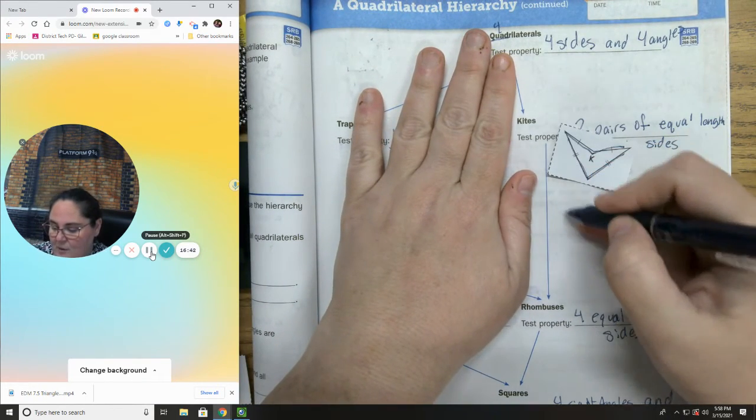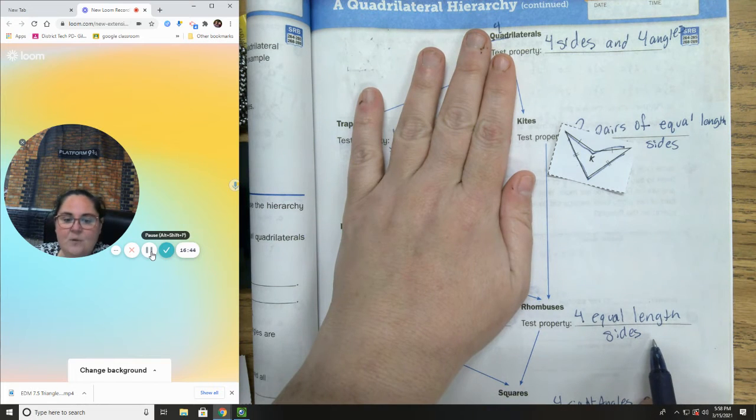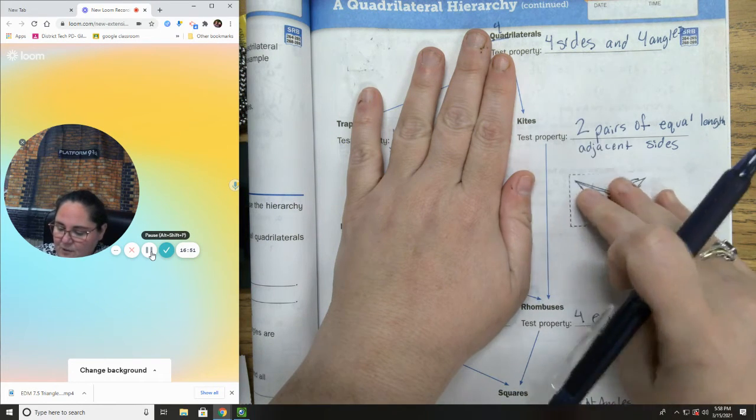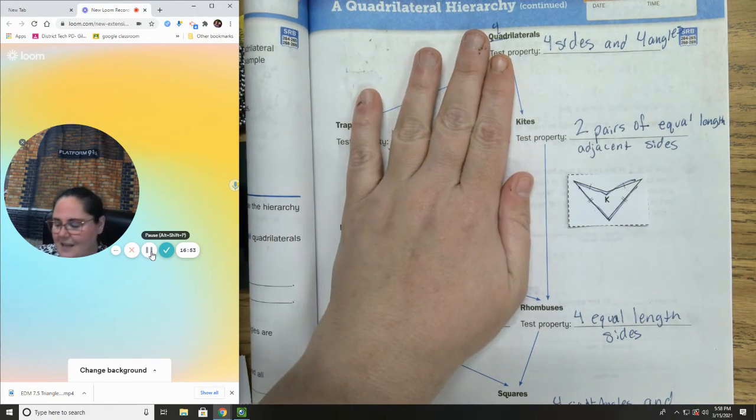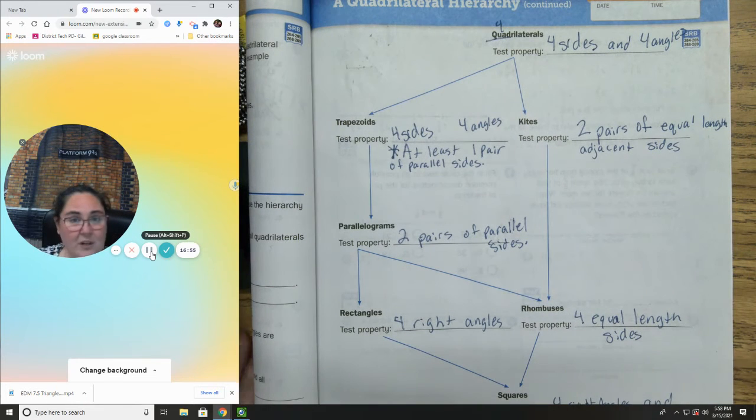So follow that arrow and go down. Does it have four equal side lengths? Nope. So this cannot go any further. That one would be a kite. Does it make sense how this hierarchy works?